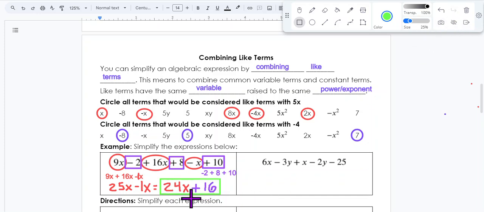I can't do anything else. I can't combine 24x with 16. I can't add them together because they're not like terms. So you can only combine like terms. Okay? Let's try another one.